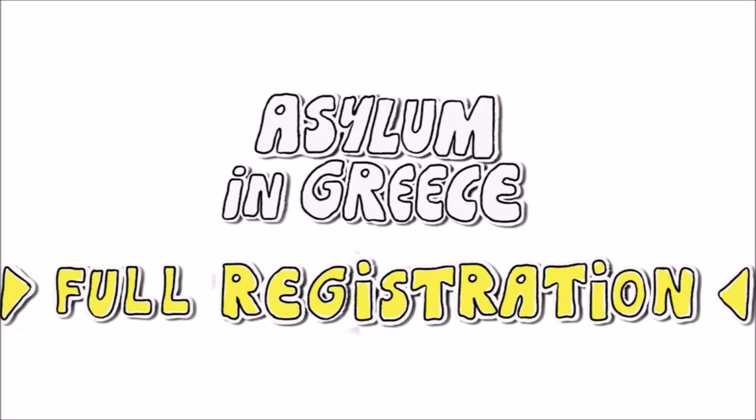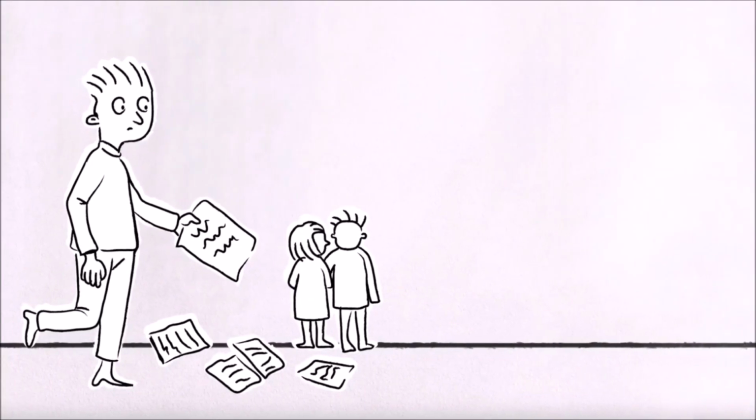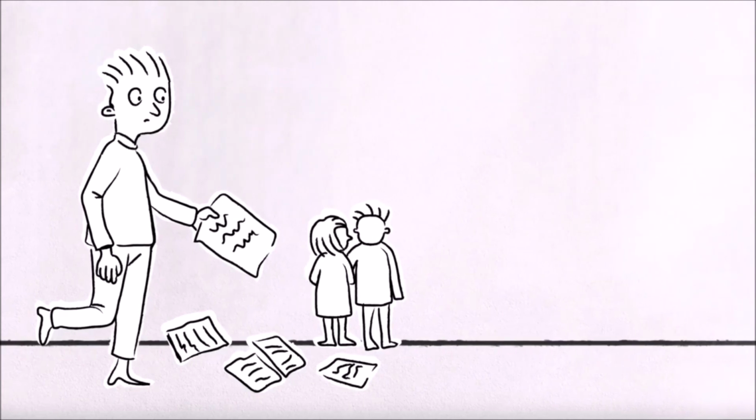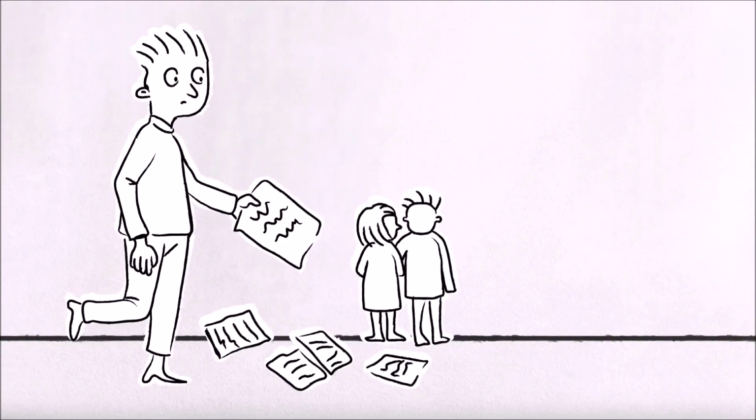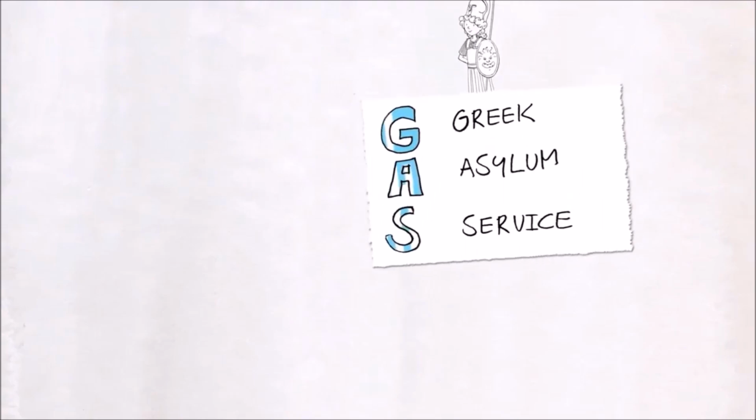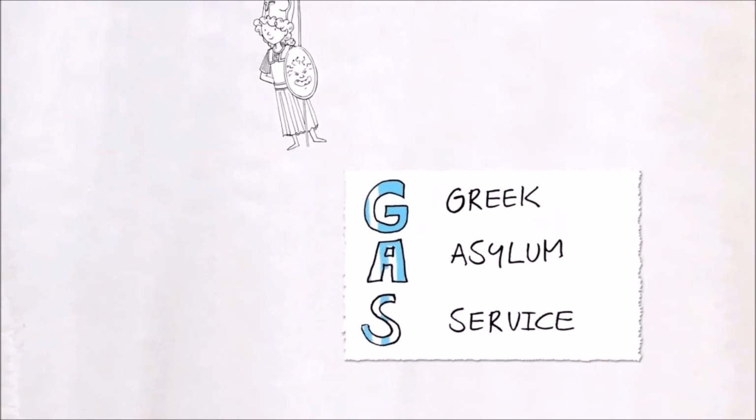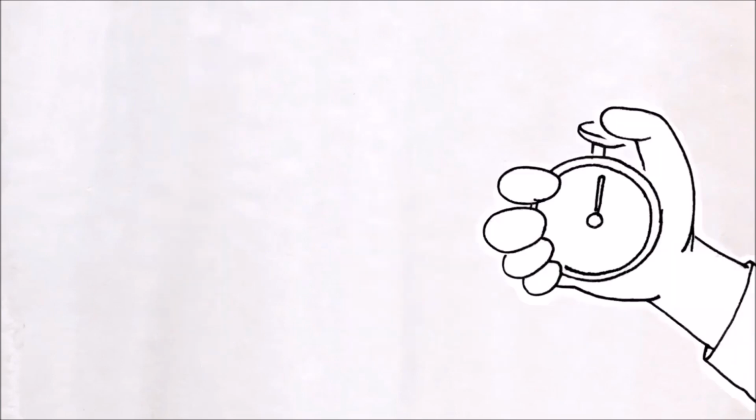At your full registration, you will be given your full registration card. Do not lose your card. Carry your card with you wherever you go. Take pictures of your card and all your documents on your mobile phone and send them to yourself in case of loss. If it is lost or stolen, you must immediately inform the Asylum Service and the police before applying for a new one to be issued, which will take some time.